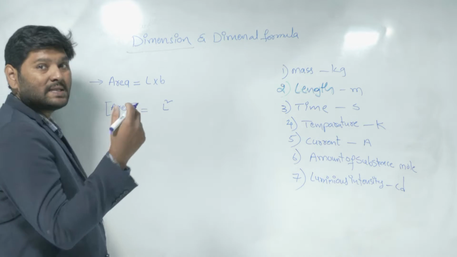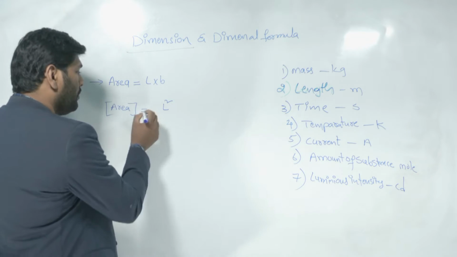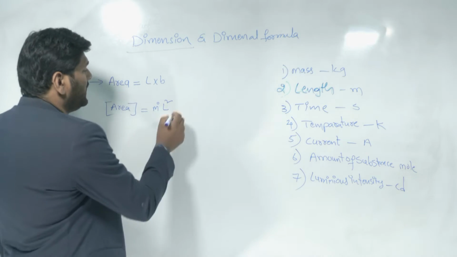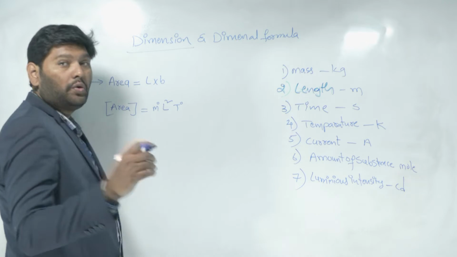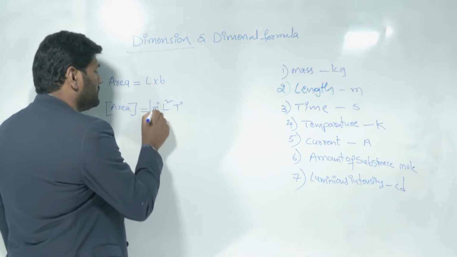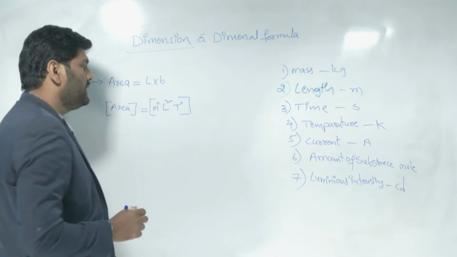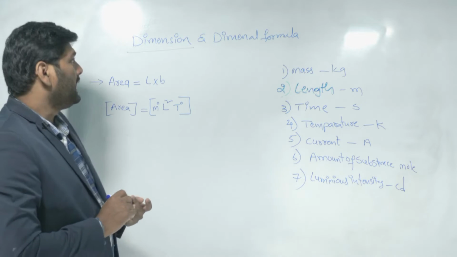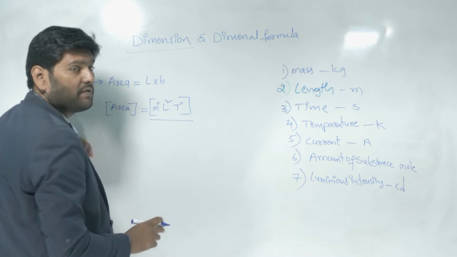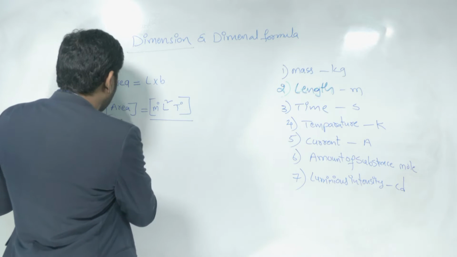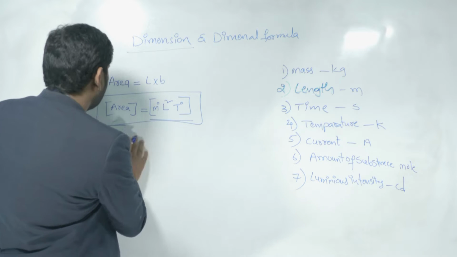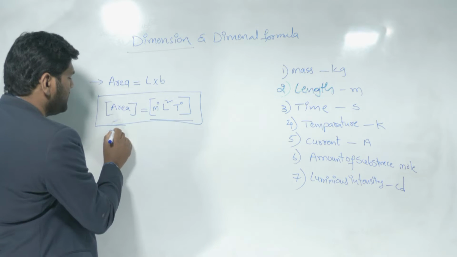Is there any mass contribution? No mass contribution, so mass power 0. Is there any time contribution? No time contribution, so time power becomes 0. So this is the dimensional formula of area. And this total equation is called the dimensional equation.